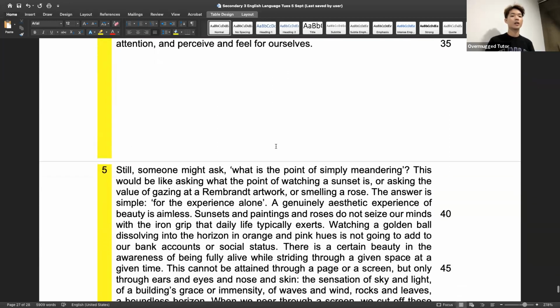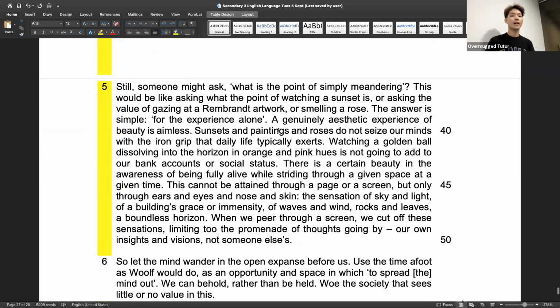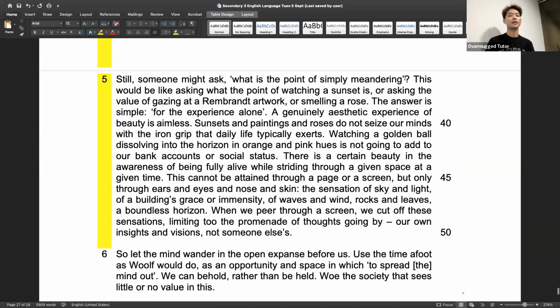Okay. Moving on, still, someone might ask, what is the point of simply meandering? This would be like asking what the point of watching a sunset is, or asking the value of a Rembrandt artwork or smelling a rose. The answer is simple. For the experience alone, a genuinely aesthetic experience of beauty is aimless. They do not seize our mind with the iron grip that daily life typically exerts. So this is also another thing. It is not very stressful. That's what it's saying. This is a bit tough because it's a little bit inferential also.